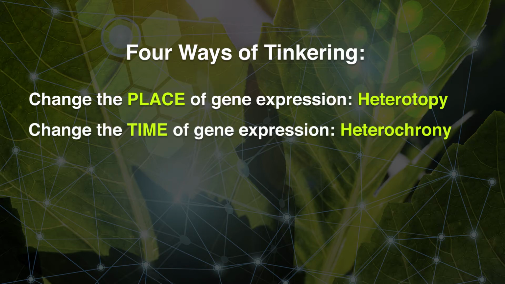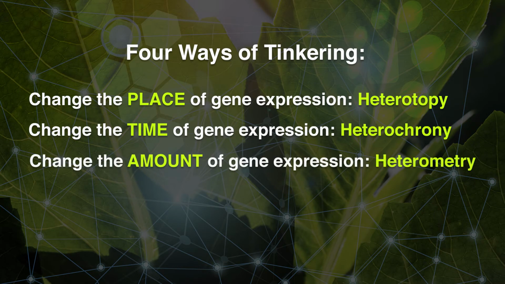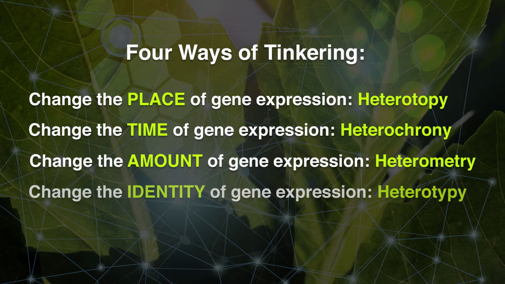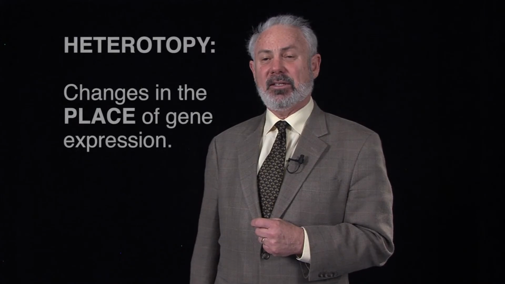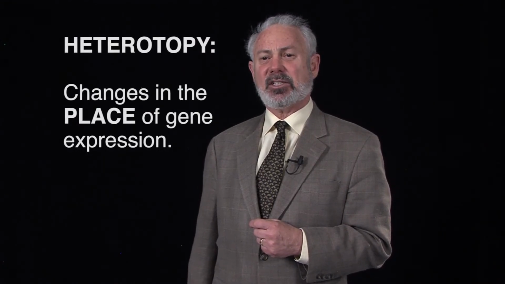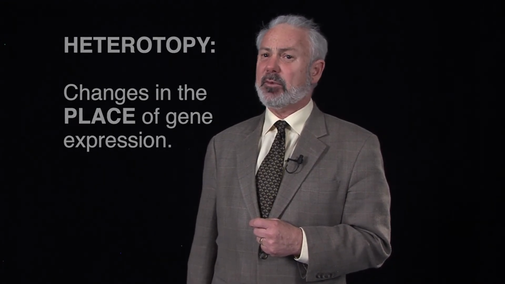The second way is to change the time of gene expression. This is sometimes called heterochrony. The third mechanism is changing the amount of gene expression, heterometry. And the fourth mechanism is to change the kind of gene being expressed, to actually change the protein sequence. This is called heterotypy.